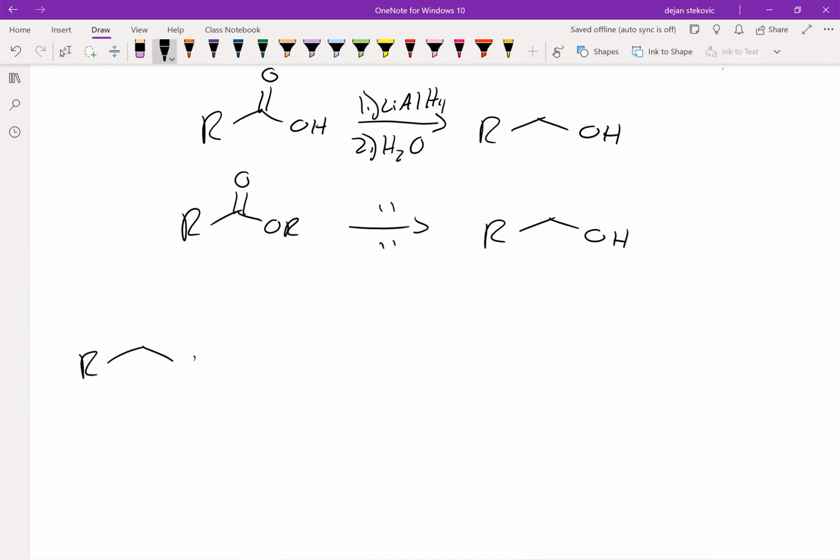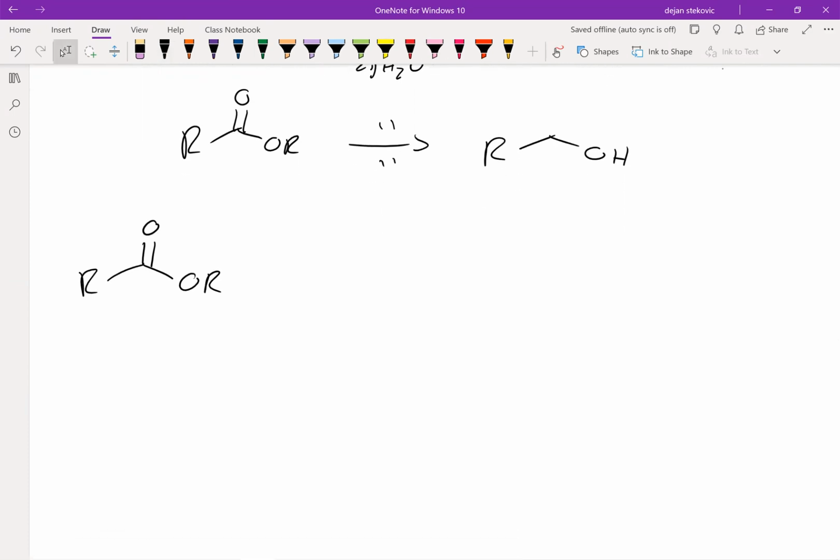The mechanism is pretty much the same for the lithium and the borohydride. Let's go ahead and take a look at this, but this time with an ester, right? So we've got an ester now, so the second part of the mechanism will be slightly different because we didn't have that previously. But the first part is the same.